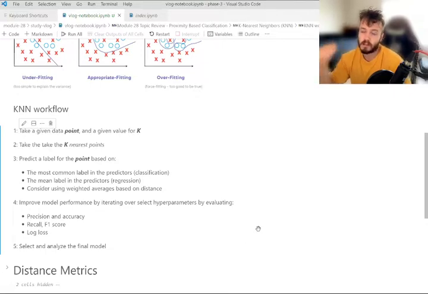And again, I didn't go into the code here because it's basically the same thought process as with the decision trees and regression trees from the last video.